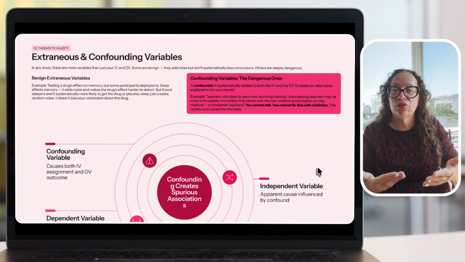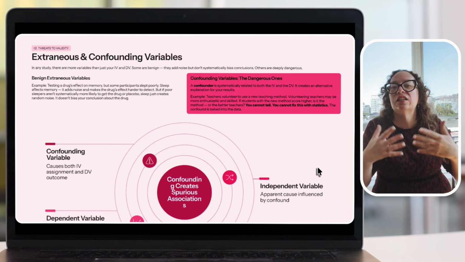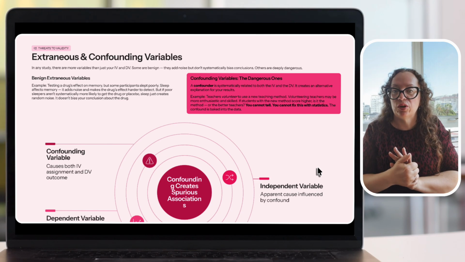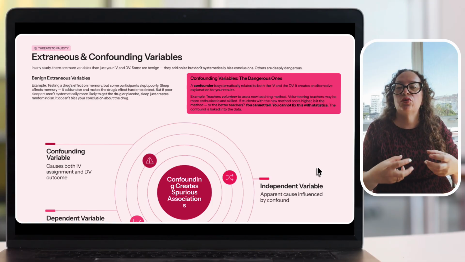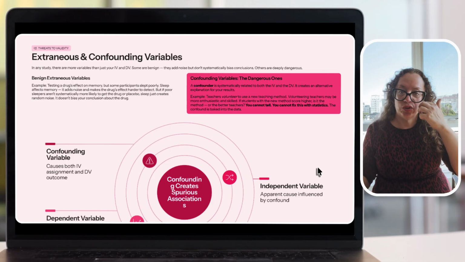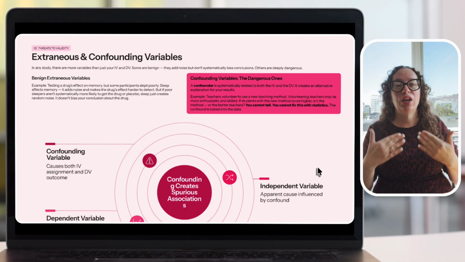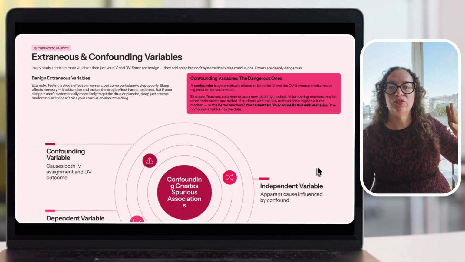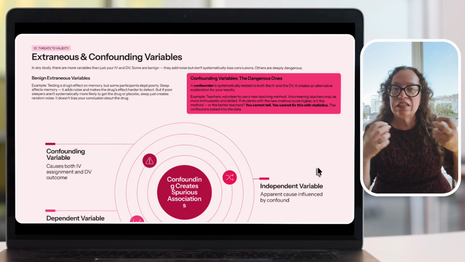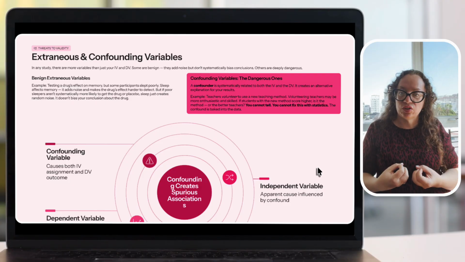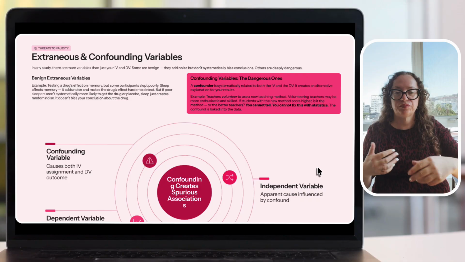This is a confound. It's a variable that's systematically related to both the independent variable, which method is used, and the dependent variable, the test scores. It creates an alternative explanation for your results. And here's the worst part. You can't fix this with statistics. The confound is baked into your data. No amount of statistical sophistication can disentangle the method effect from the teacher effect. They're mixed together. Okay?